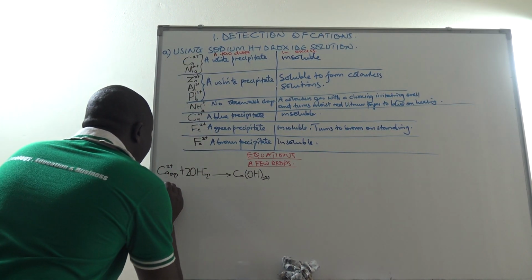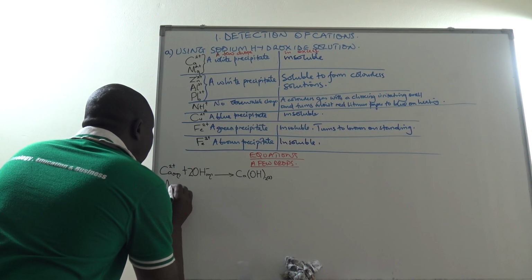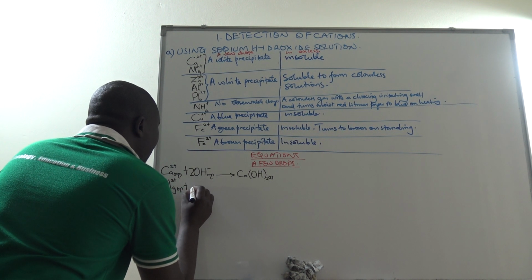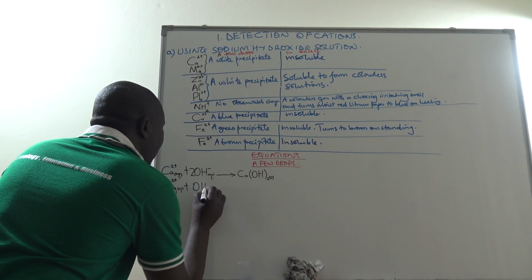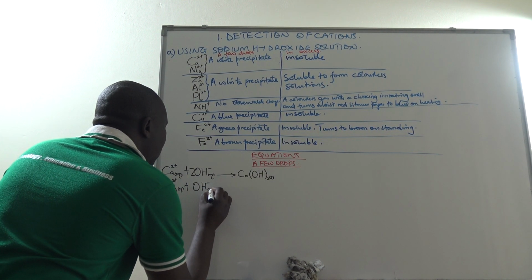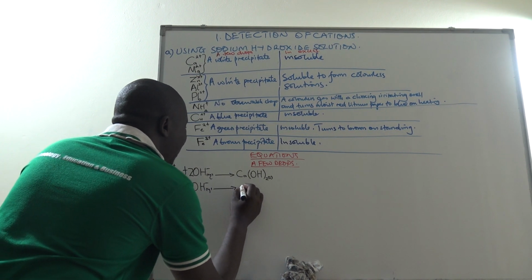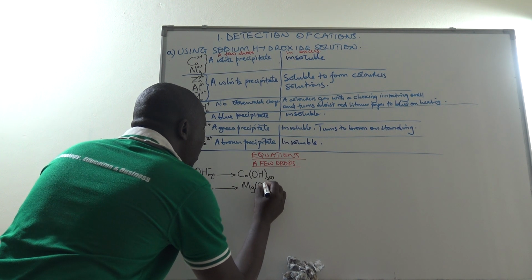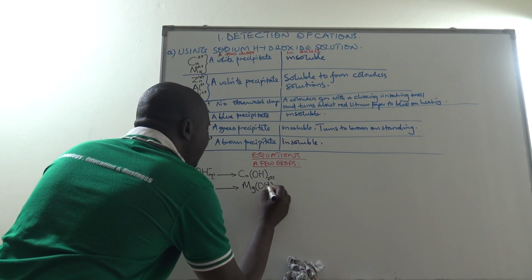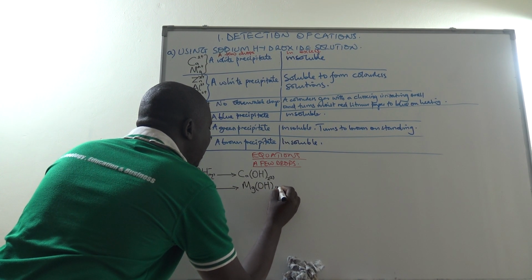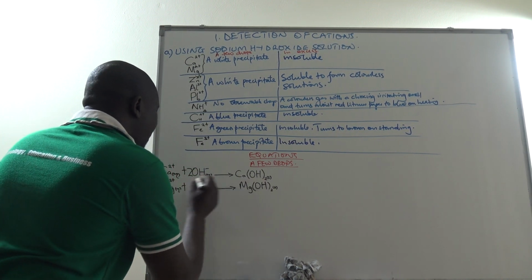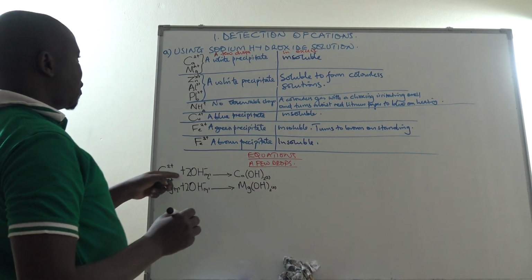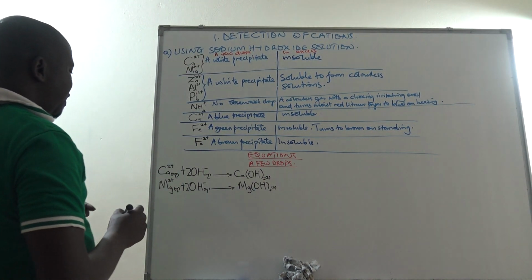Magnesium ion, the same thing. Magnesium ion with 2 positive charges will have to combine with the hydroxide ions of sodium hydroxide, and we also get the insoluble magnesium hydroxide, which is formed as a white precipitate. It is insoluble, and then we multiply hydroxide ion by 2. So this is for calcium ion and magnesium ion.